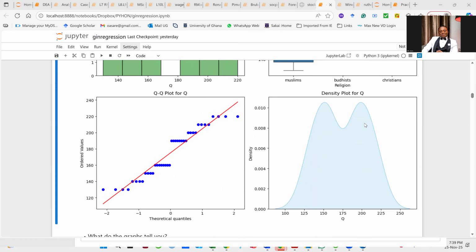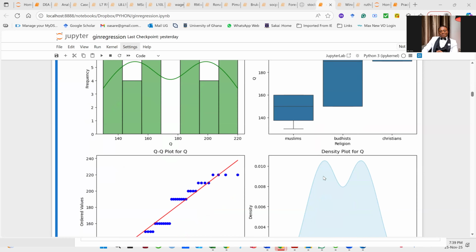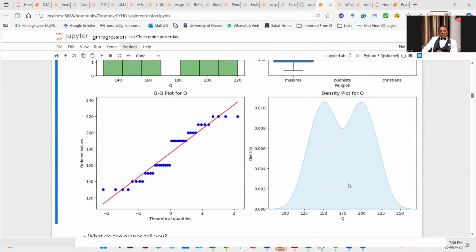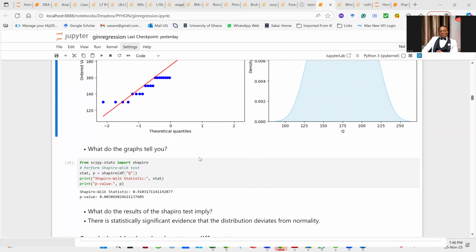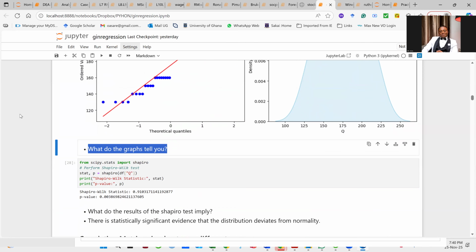Okay, the last one is a density plot, which is the same. So this one we didn't even include the histogram. We just drew a normal density plot. And when you look at the density plot for Q, it's not normal because it has 2 peaks in there. That is why. So the question we're addressing was this: what do the graphs tell you? That's what we've spoken about. We kept saying it's not normally distributed graphically, but is that true?